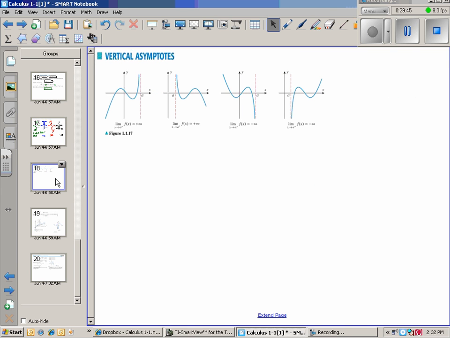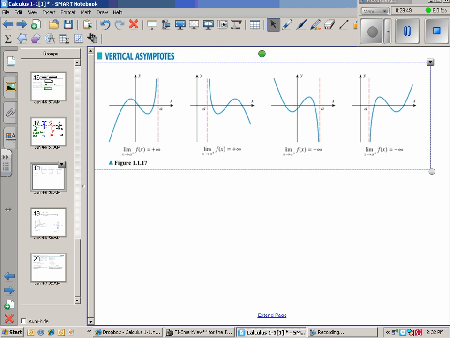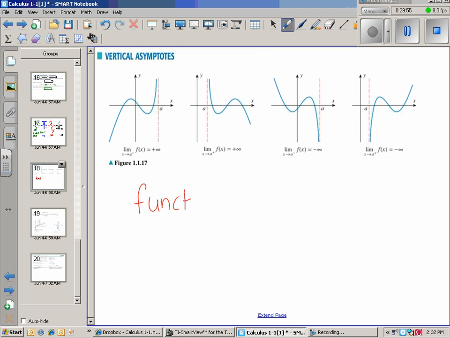Vertical asymptotes. Just a quick review of vertical asymptotes. Remember, we don't cross vertical asymptotes. Those are places where a function is undefined. And I'm saying function in each of these pictures because we have a function that passes the vertical line test.